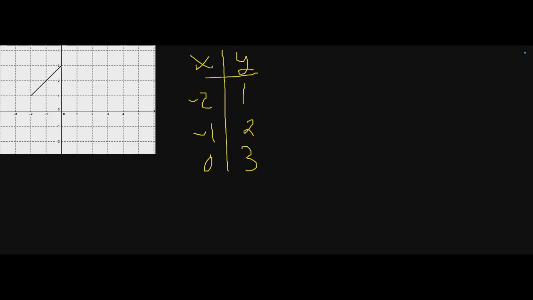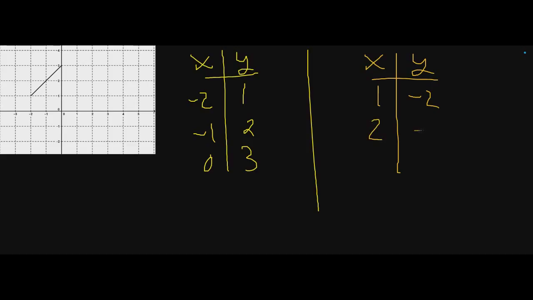All right, so now let's find the inverse of this table. All we do is we switch our x and y values. So this is going to be 1, -2, 2, -1, and this is 3, 0. As you see, all I've done is I put this on this side and this over on this side. And you can see that right over here.